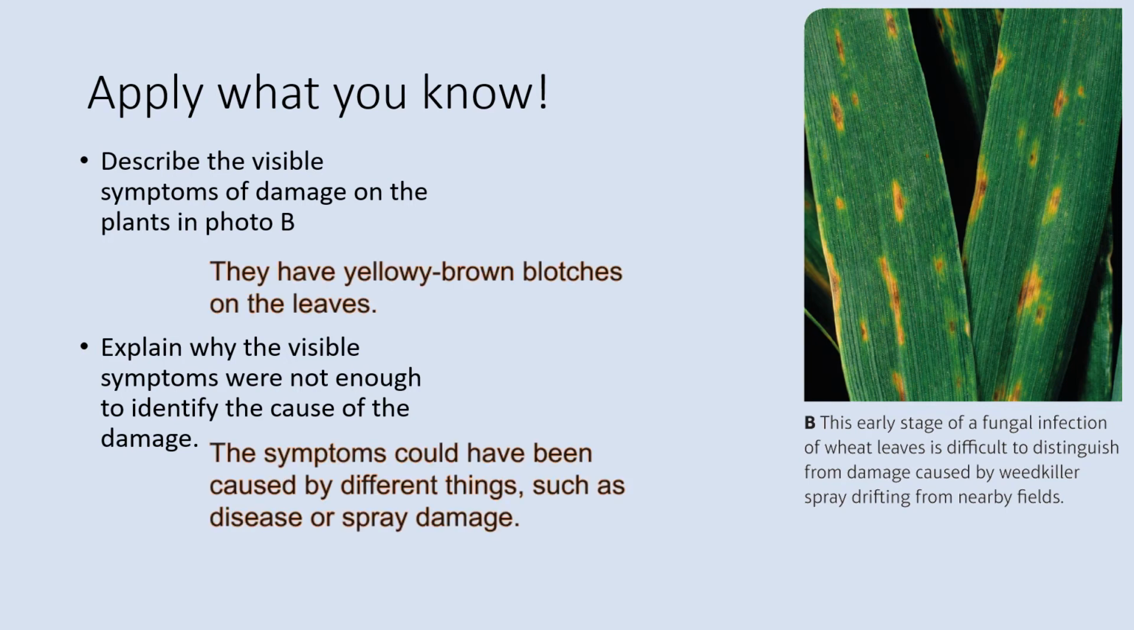So, answers. Describe the physical symptoms of damage in photo B. It looks like blotches. You might say that it's lesions. You might say that it's been attacked by a pest. That would probably be a bit too much information because you don't have necessarily any proof of the pest attack there. But you do know that they are not natural colours to go with the leaf, and so are probably lesions of some description.